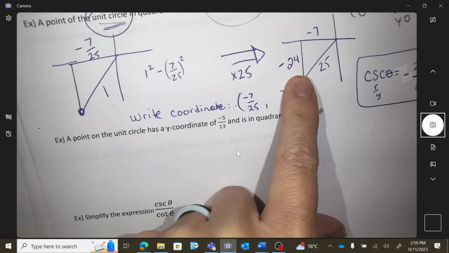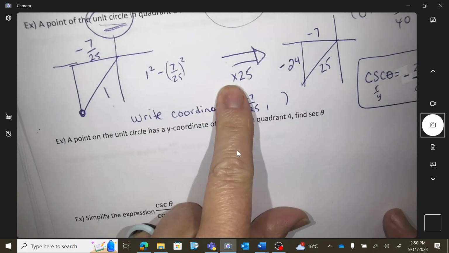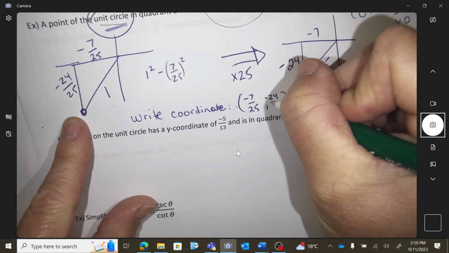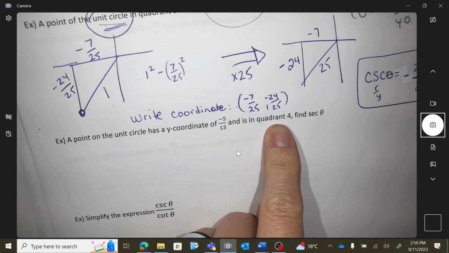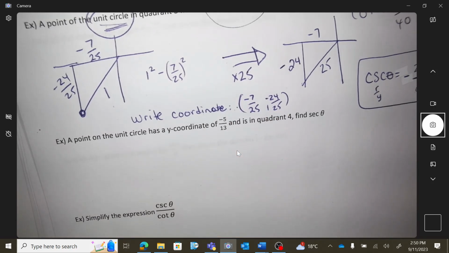So don't forget we blew this up. So how do we go back to the original here? Divide by 25. So that would be what the coordinate would end up being. So you might run into a question like that, or it might say determine the exact y coordinate. That would be your answer, or write the whole coordinate, or things like that. You have to pay attention to what it's asking.